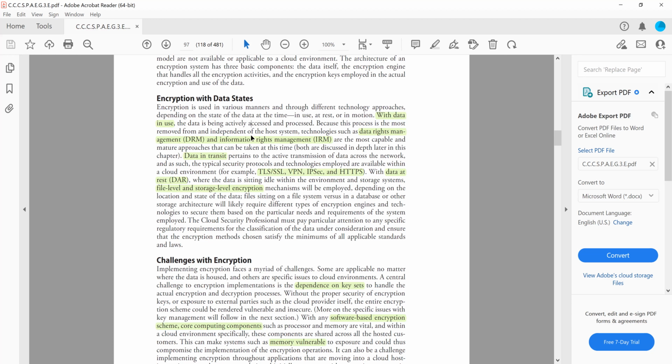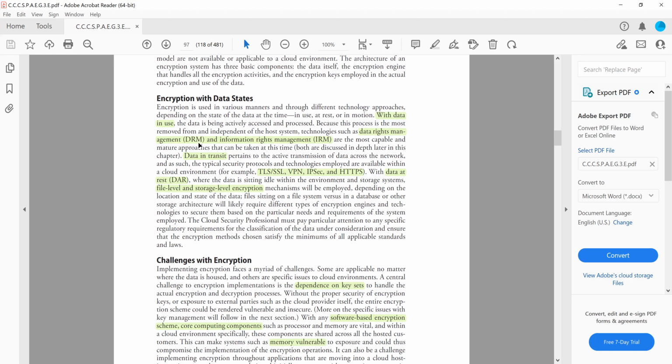We said that data at rest, it will be IPsec. Data in transit, it will be HTTPS and TLS and SSL. Data in use, it will be IRM and DRM. Then when we come here, we'll find the data in use. It is mentioned data rights.